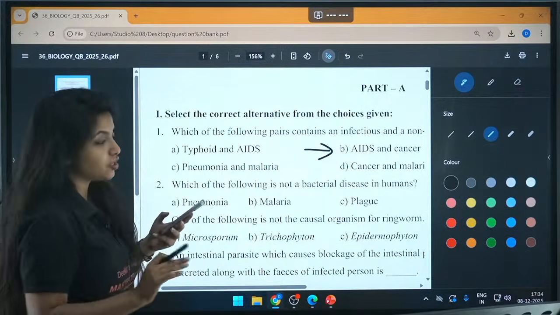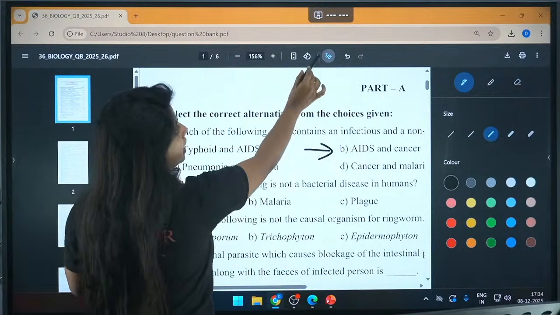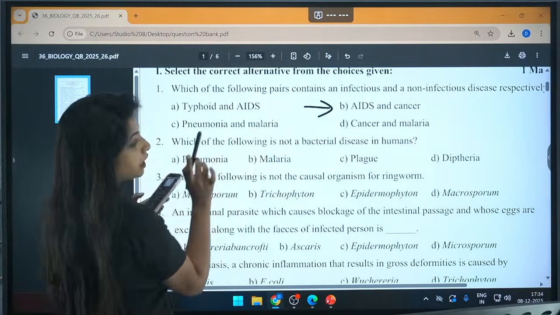Okay, I hope you got the logic. So please go through the question really well and then only go ahead with answering. Otherwise, we might lose our marks.